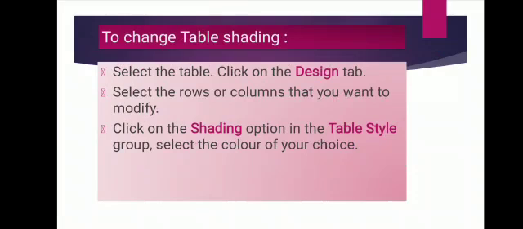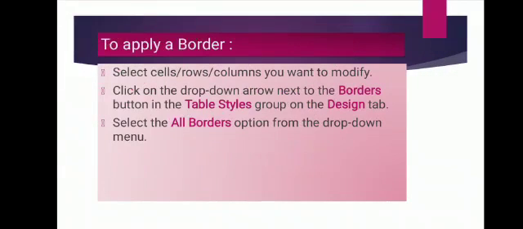Now next is to change table shading. If you don't like the shading of the table and you want to change it, first you have to select the table, then click on the Design tab. Now select the rows and columns that you want to modify. Then click on the Shading option. This Shading option is present in the Table Styles group, and it will give you several options or a list of shading commands. Select according to your choice. Clear? Now next one is how to apply a border.